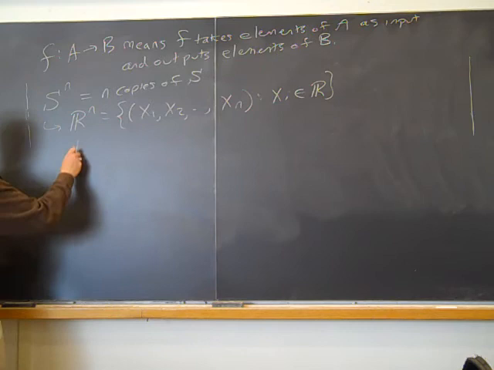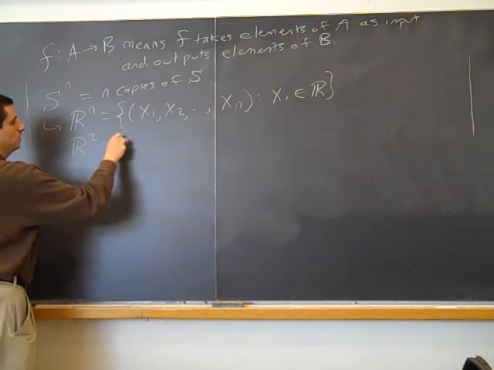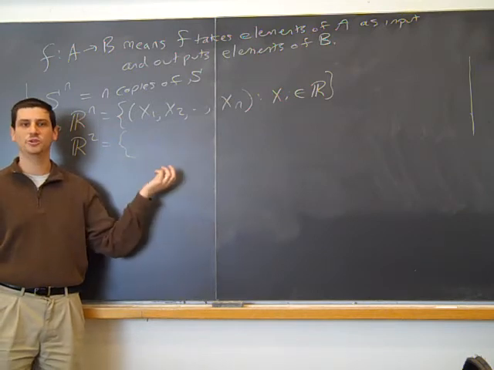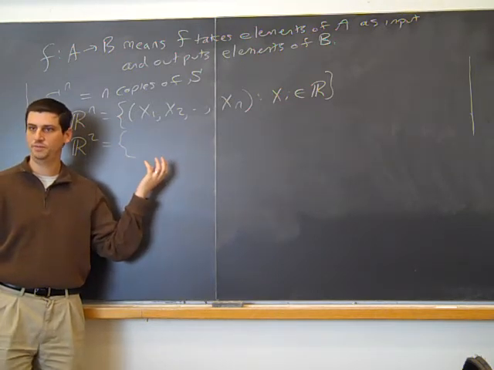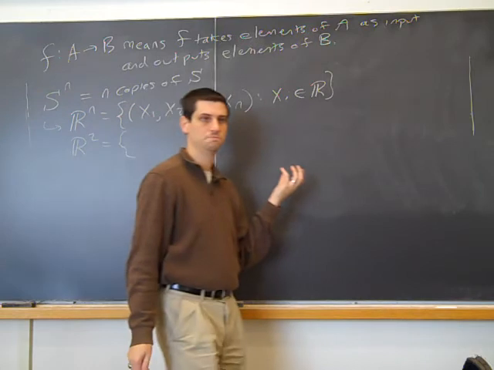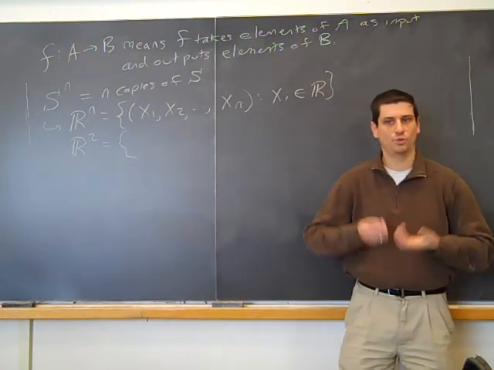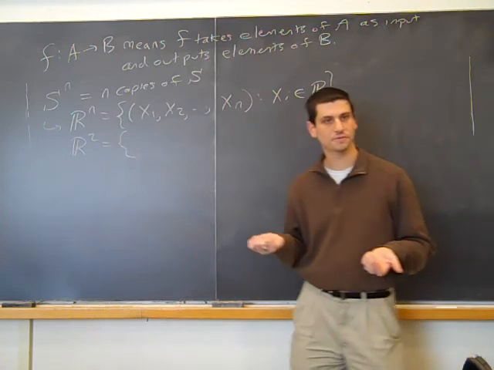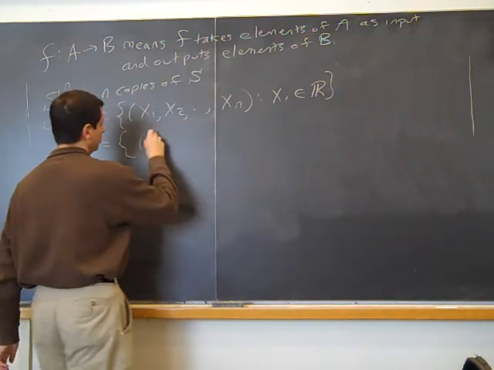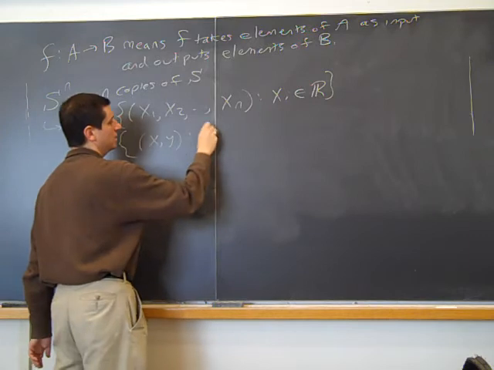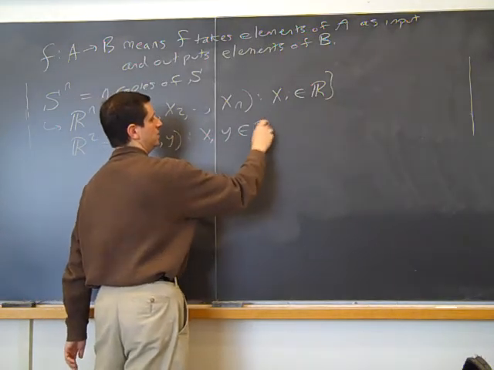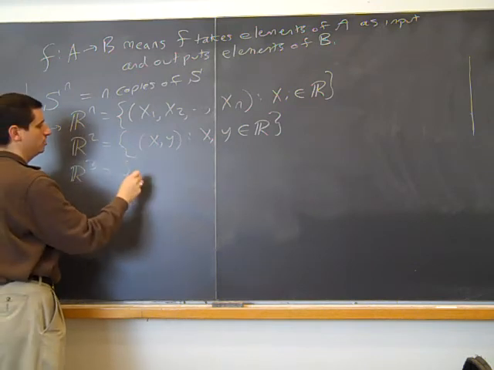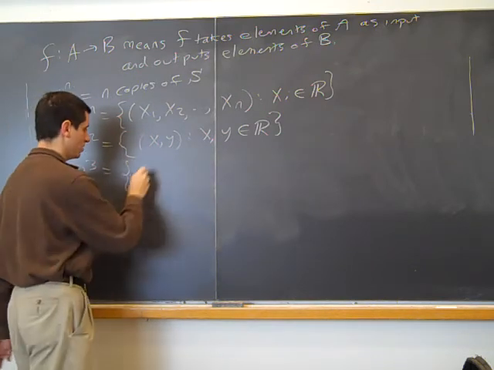Okay? If I give you R^2, this means I want pairs of real numbers. How would you denote a pair of real numbers? What letters would you use? So one real variable, you just use x. For two real variables, you would use x and y. So it would be (x, y), where x and y are real numbers. If we did R^3, how would we do it? x, y, z.